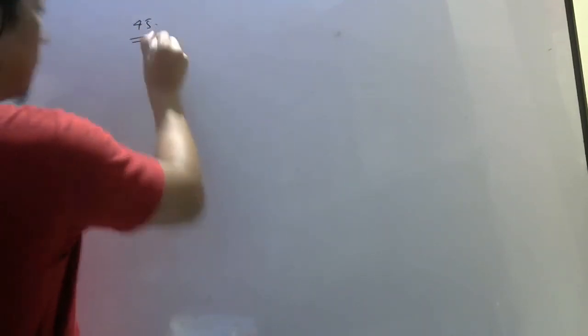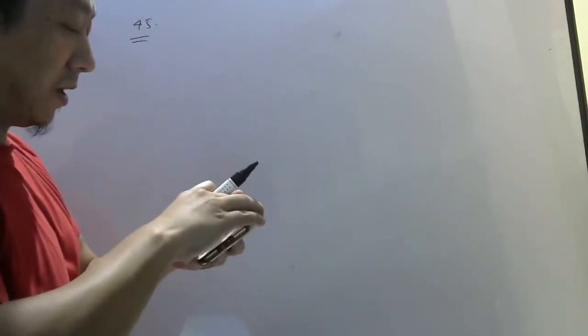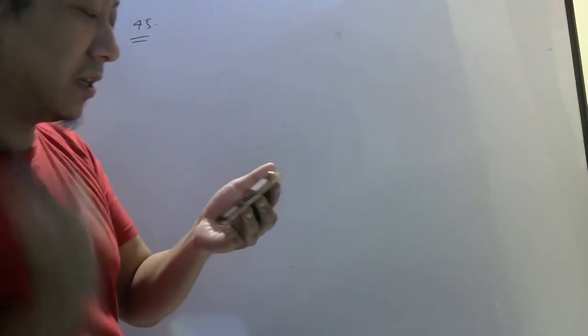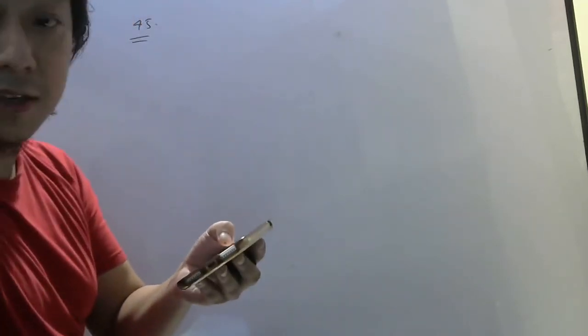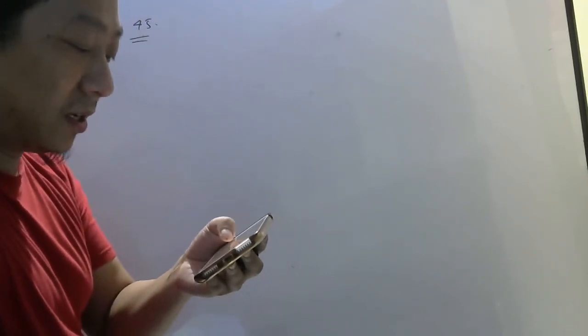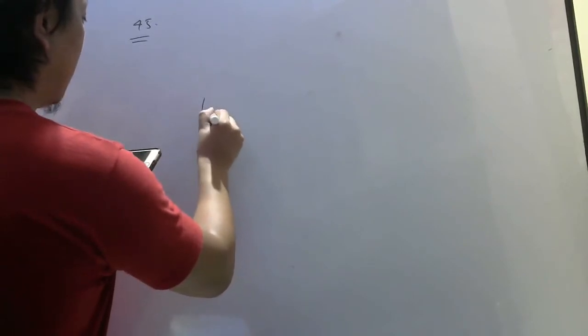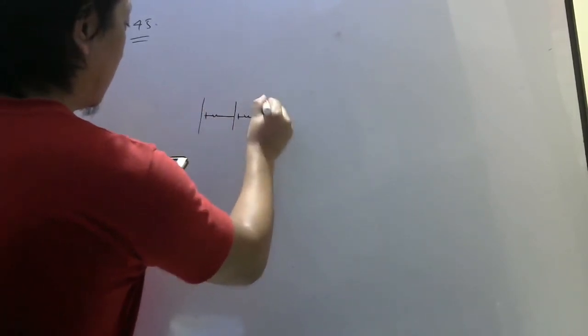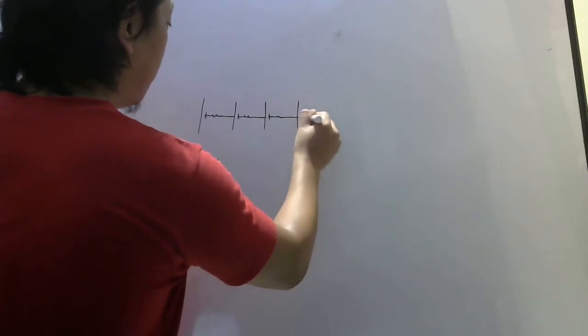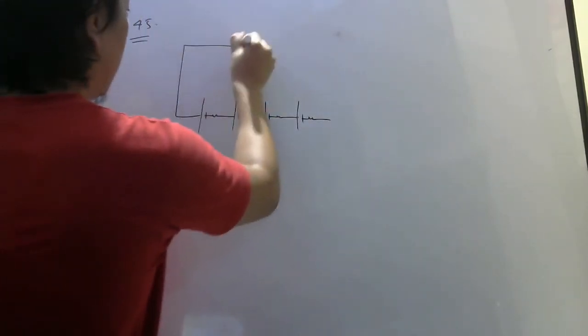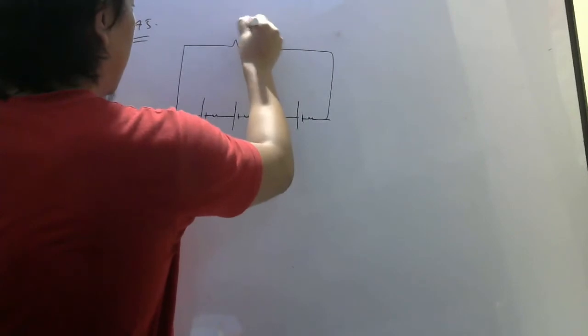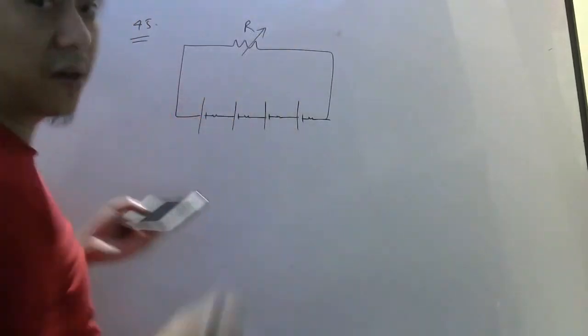Okay, let's see the next question now. Question number 45. So in question number 45, they are saying 4 cells of identical EMF E and internal resistance small r are connected in series to a variable resistor. So 4 identical cells are in series, connected to a variable resistor. So this capital R is variable. When I put an arrow mark, it means it is variable.